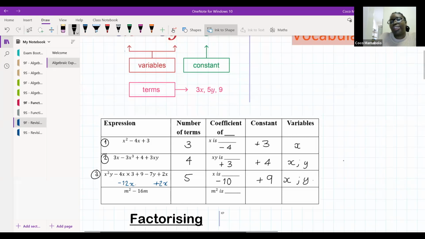I'm good, thank you. All right, do you want to tell me how many terms we have here at number 4? 2. Good, 2 terms. And what is the coefficient of m squared? 1. Good, 1, because we know any number sitting by itself just has a 1 in the front, right? Good, so the coefficient of m squared is 1.